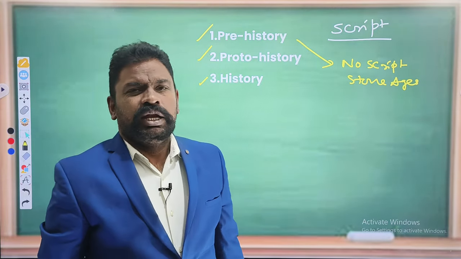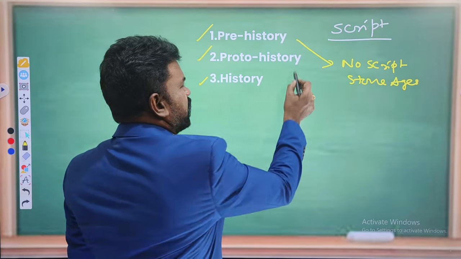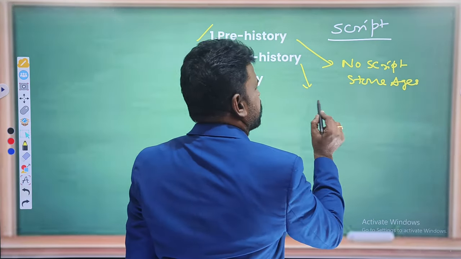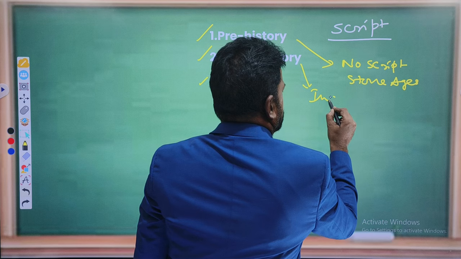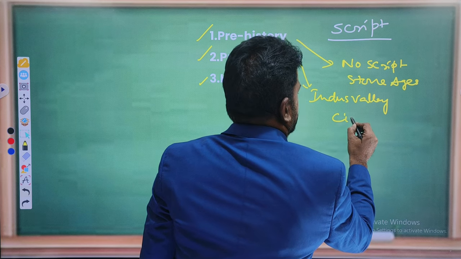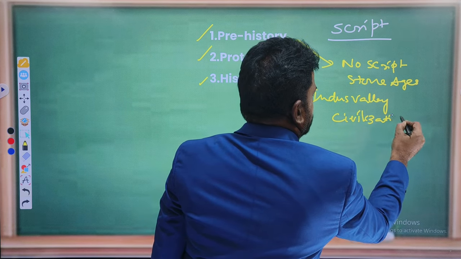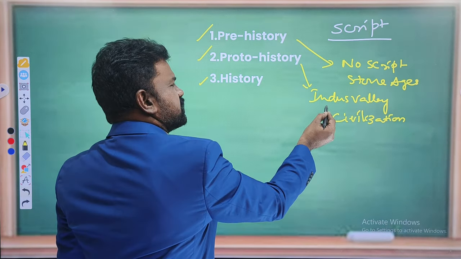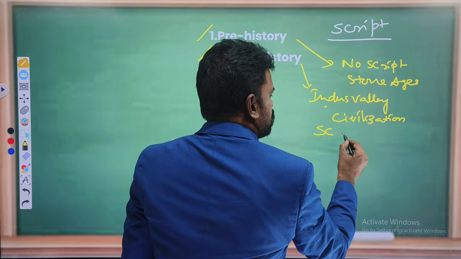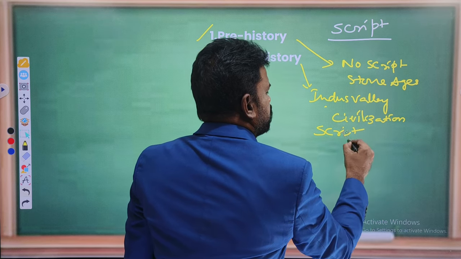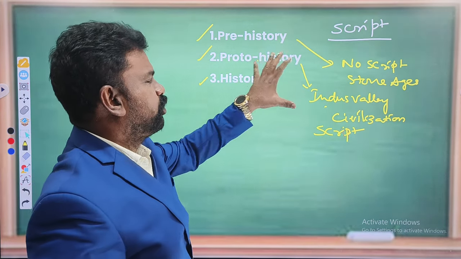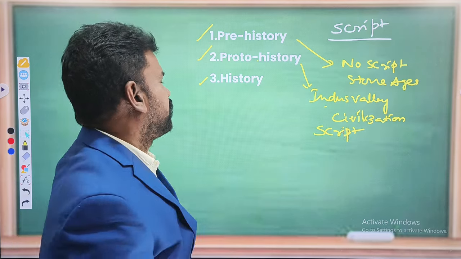Because by that time there are no literary evidences. When literary evidences started but have not been deciphered, that is the Indus Valley Civilization. H.D. Sankalia said the Indus Valley Civilization belongs to the protohistoric period, because we know the script but cannot decipher it. The script of the Indus Valley Civilization has not yet been deciphered.